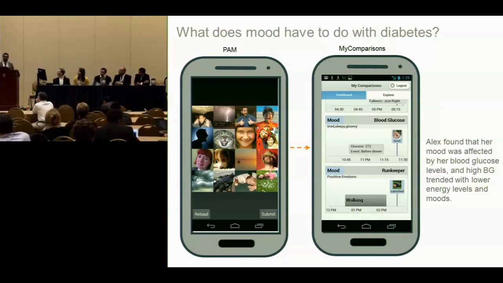But Aaron, can you talk a little bit about mood and how blood glucose might affect mood? I think probably better to ask Alex's siblings and her parents about that one.